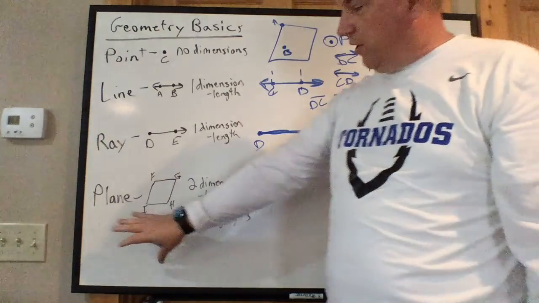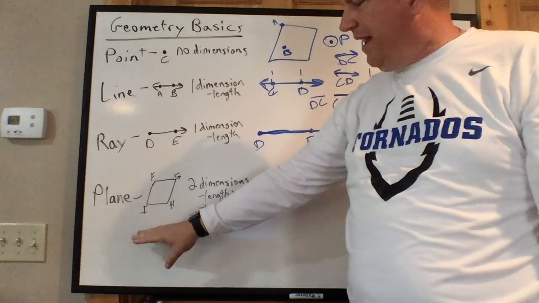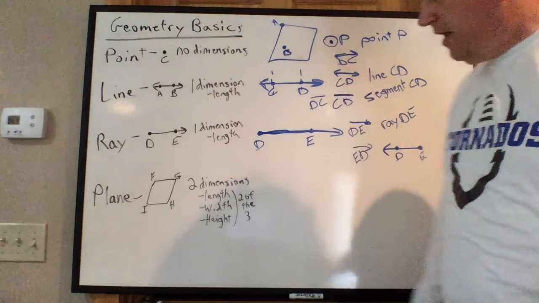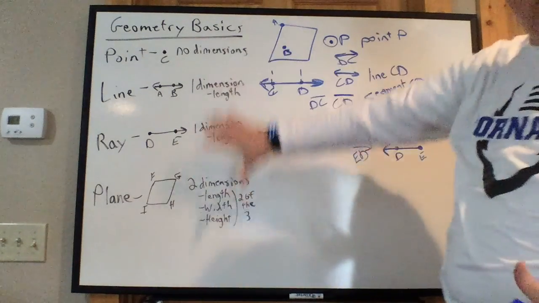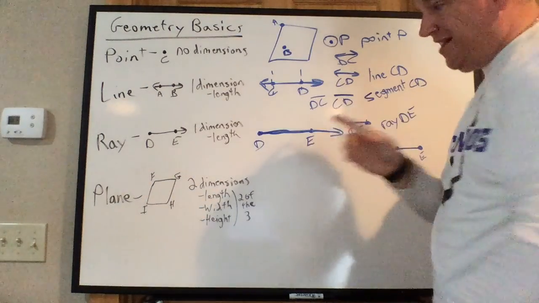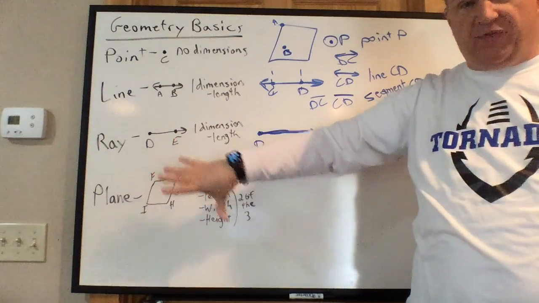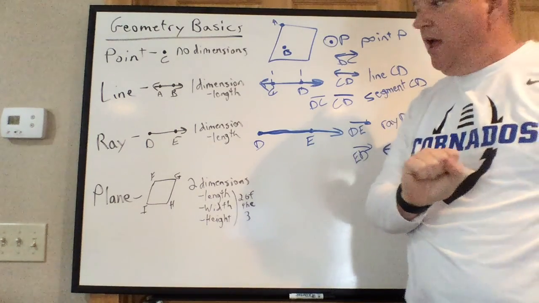Our last one that we're going to talk about in our math basics, point, line, ray, and plane, is the plane. It has two dimensions because a plane is like a wall, like you see my board right here. It has height and width. It does not have any depth because I'm writing right on the surface of it. So it's only two dimensions.